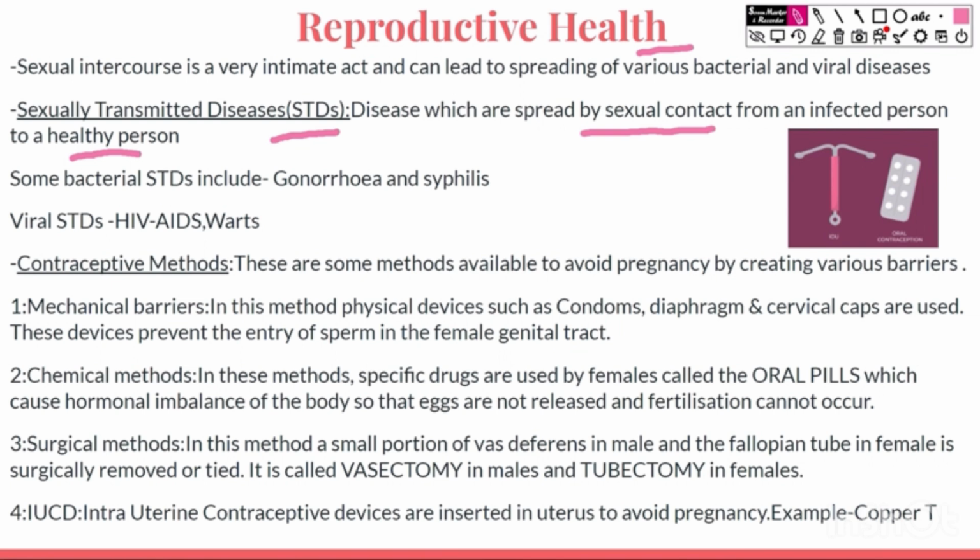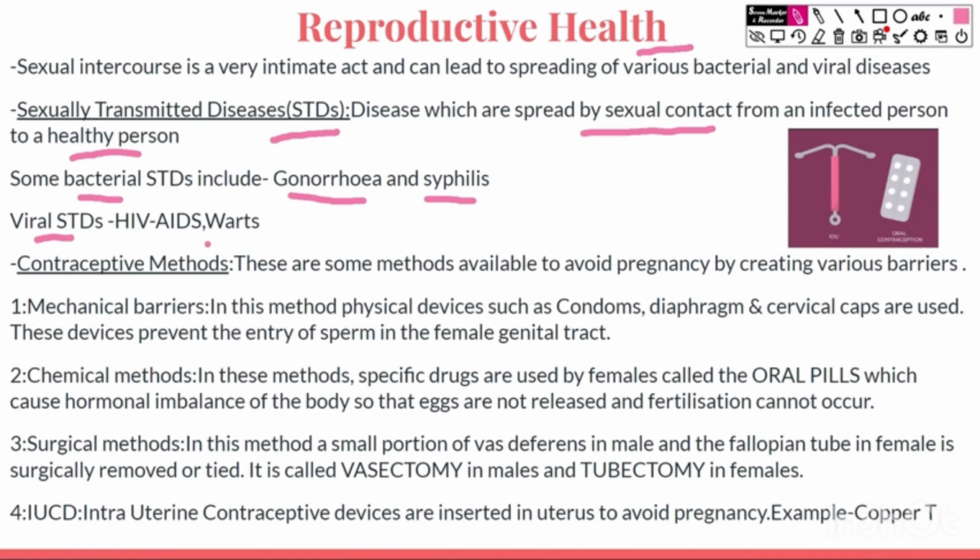Now, sexually transmitted diseases can have bacterial origin as well, and they can be viral in nature as well. Some bacterial STDs include gonorrhea and syphilis. You should know these examples. Gonorrhea and syphilis are examples of bacterial diseases. They are caused by some bacteria and they spread from sexual contact.